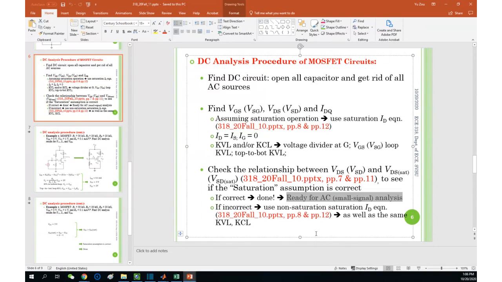However, if it turns out that the assumption was wrong, we need to do the analysis once again, all over, by applying the non-saturation ID current equation. This is obviously different from the saturation ID equation, and it is also available in slides 10, page 8 and 12. So redo the circuit analysis to find VDS, VGS, and ID.